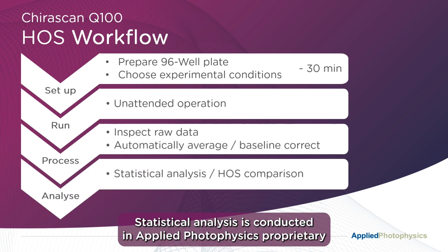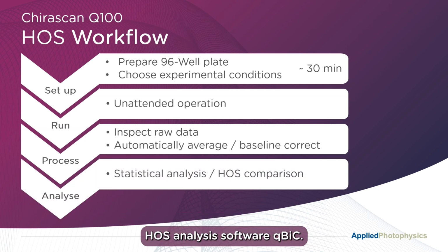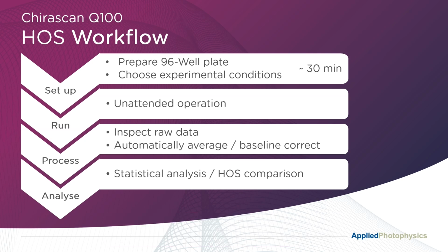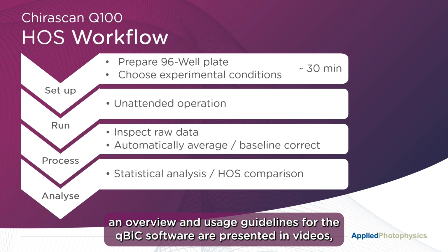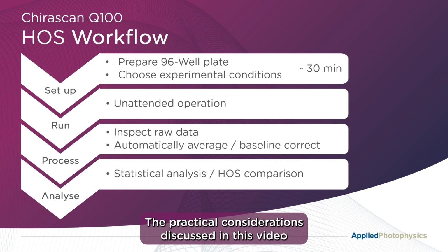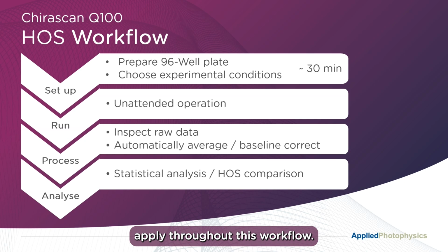Statistical analysis is conducted in Applied Photophysics' proprietary HOS analysis software, Cubic. Some general analysis recommendations are discussed in this video. An overview and usage guidelines for the Cubic software are presented in videos 4 and 5 of this series. The practical considerations discussed in this video apply throughout this workflow.